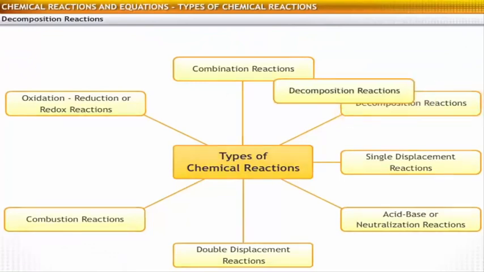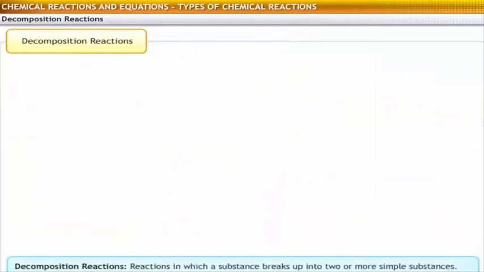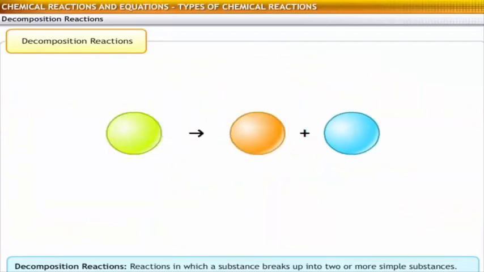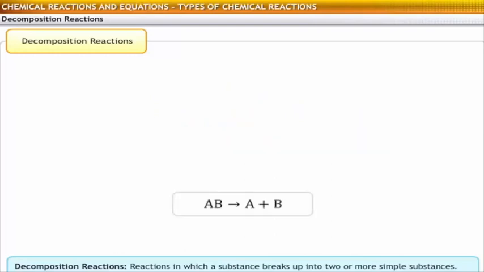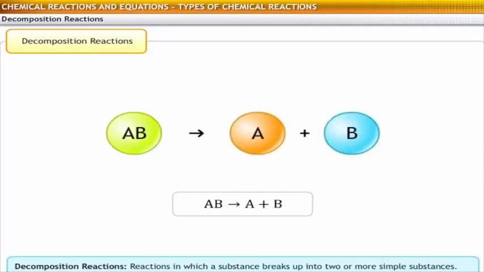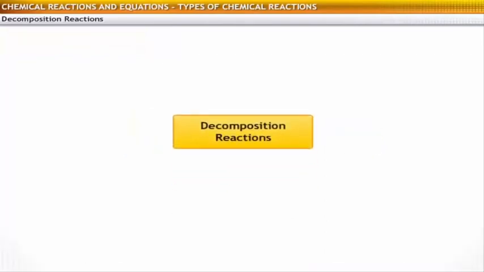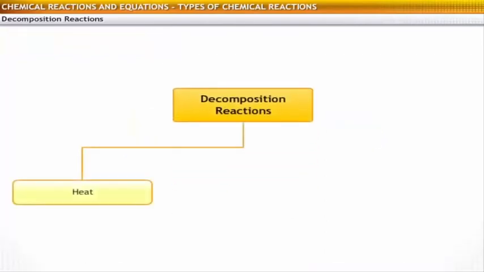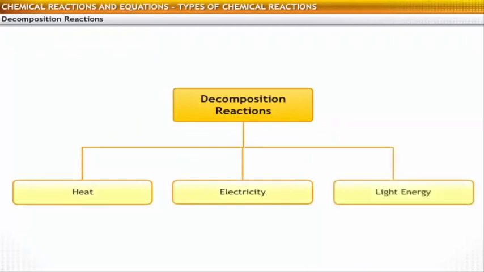Decomposition reactions are the opposite of combination reactions. Decomposition reactions are those in which a substance splits into two or more simpler substances. The general form of a decomposition reaction is AB decomposes to give A and B. Decomposition reactions use heat, electricity, or light energy.